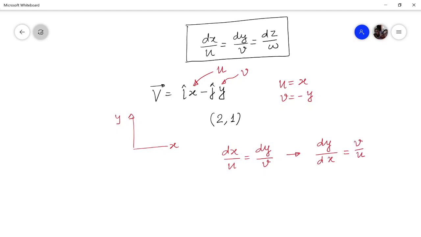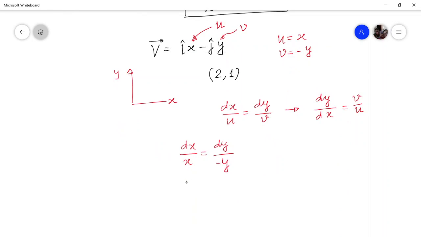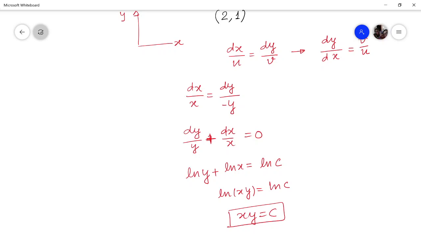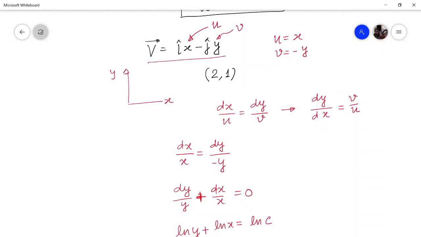Now come to the problem. What is u? u is x. What is v? It is minus y. So you bring everything to the left side, so it becomes dy by y plus dx by x equals 0. Now you integrate this equation. So this becomes log y plus log x plus some constant, let us say log c. Since log a plus log b is log ab, it becomes log xy is equal to log c. So that means xy is equal to c. So this is the general equation of streamline in the flow field given by this velocity vector.